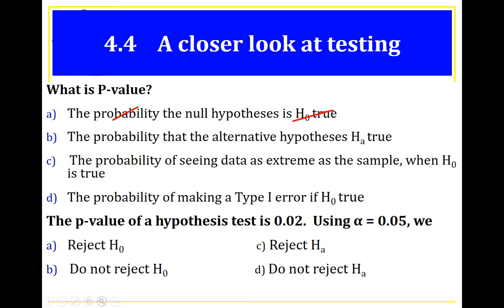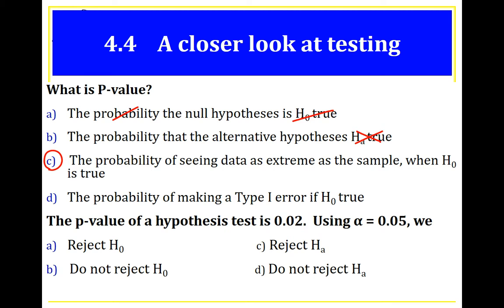B, the probability that the alternative hypothesis, HA, is true. Well, we don't talk about HA being true. We talk about H0 being true, and then we talk about probability. C, the probability of seeing data as extreme, there's a key word, as extreme as the sample when H0 is true. We have a winner, Johnny. Okay. Letter D doesn't even make sense to you right now, but it will pretty soon.